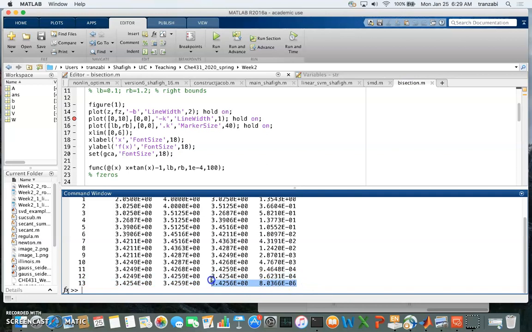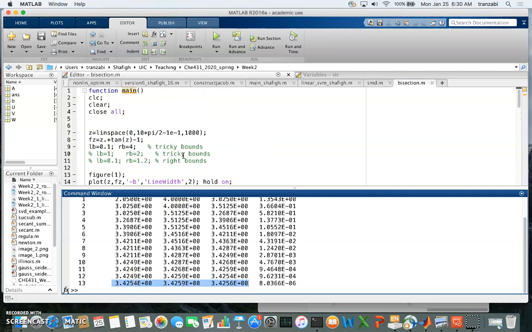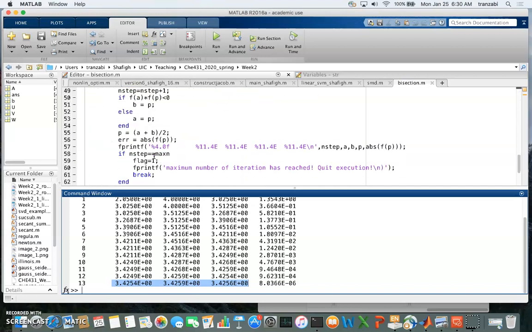So then the solution would be these three. They are identical, so any of them would be the solution. The solution is 3.4254, and if you plug that into the original function of z tan z minus 1, you have to get 0. Okay? All right, so that was bisection. The next method we're going to talk about is Newton's method, right?